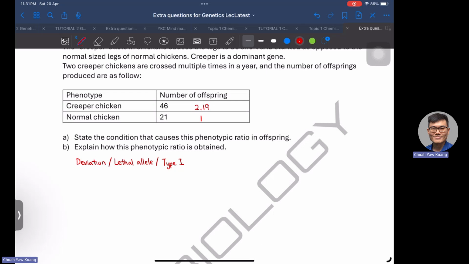Okay, so let's see the questions. The first question is asking, state the condition that caused this phenotypic ratio. The one that caused the 2 to 1 ratio, I think there's only one, so that's the answer for A. The condition is the lethal allele.